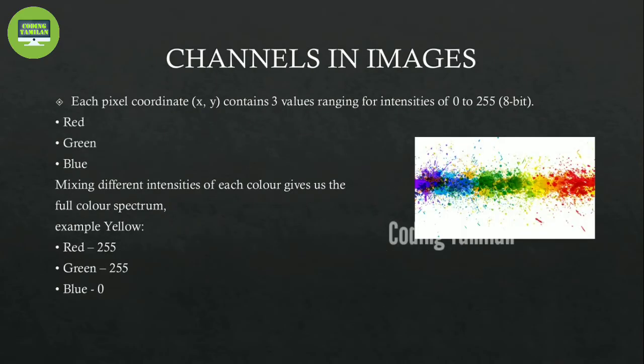Next, channels in images. Channels are nothing but the color values and normal values. If we take RGB images, the channels will be 3: red, green, blue. So if we need a yellow color, we give red 255, green 255, and blue 0, then the yellow color will be formed. Like that, we use the channel range for every image.